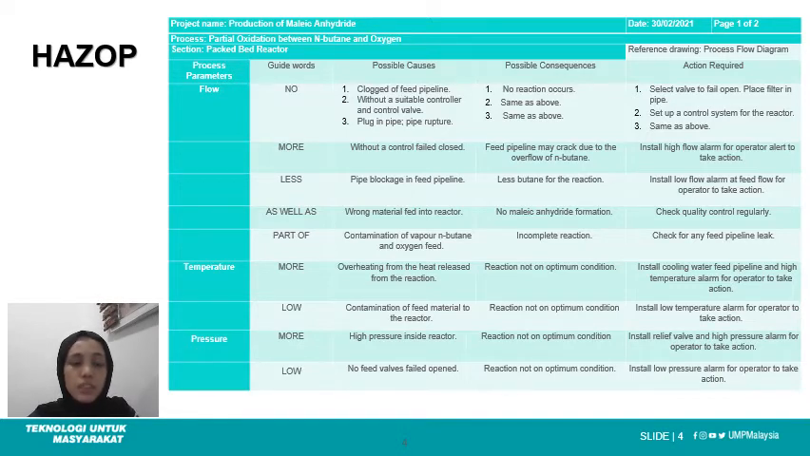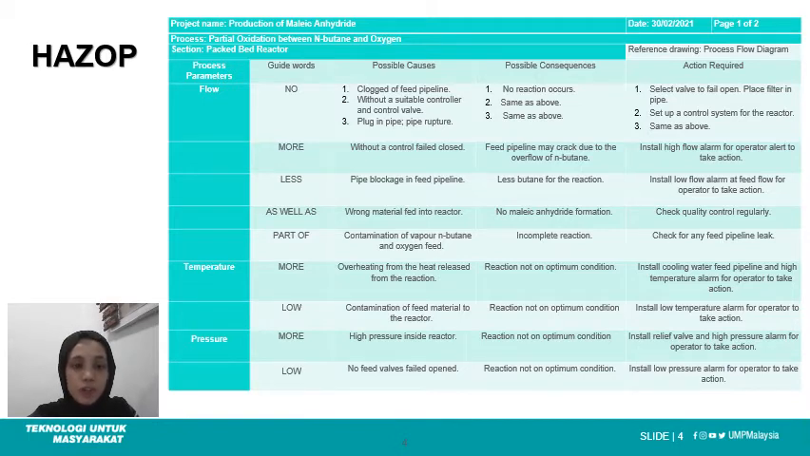Okay, secondly is for temperature. If the temperature is too high when handling the packed reactor, there is overheating from the heat released from the reaction. It means that the packed reactor will overheat. So the reaction will not be operating at optimum condition. The action required to handle the problem is to install a cooling water feed pipeline and a high temperature alarm for the operator to take action.